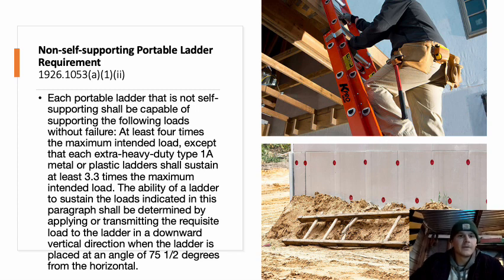So the ability of a ladder to sustain the loads indicated in this paragraph shall be determined by applying or transmitting the requisite load to the ladder in a downward vertical direction when the ladder is placed at an angle of 75.5 degrees from the horizontal. So it's basically saying the testing for ladder strength is done differently for each ladder. So this is how this one needs to be done.